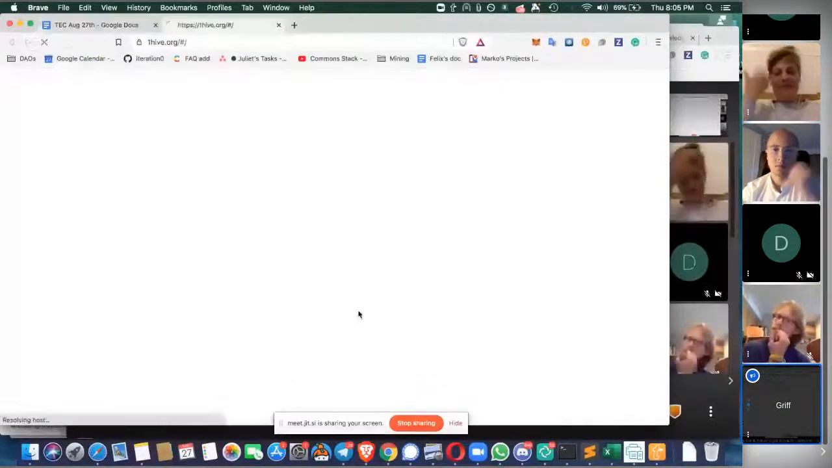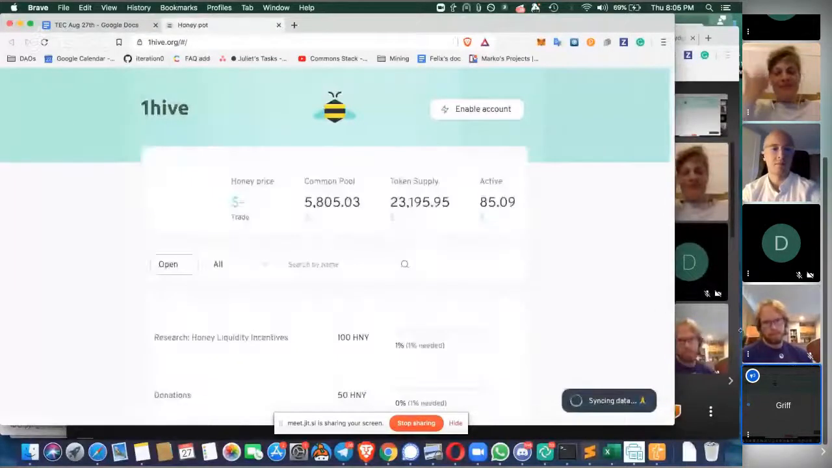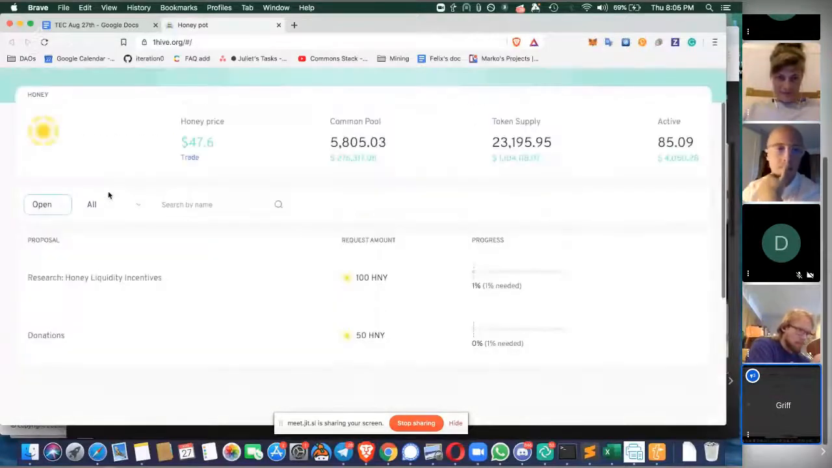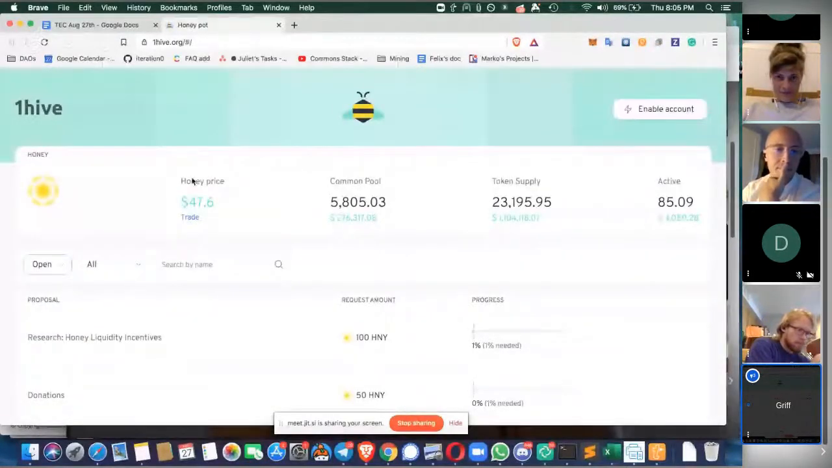So there's onehive.org, who has their honeypot. This is probably more like what we want to do because it's on XDAI and everything is ready to go.